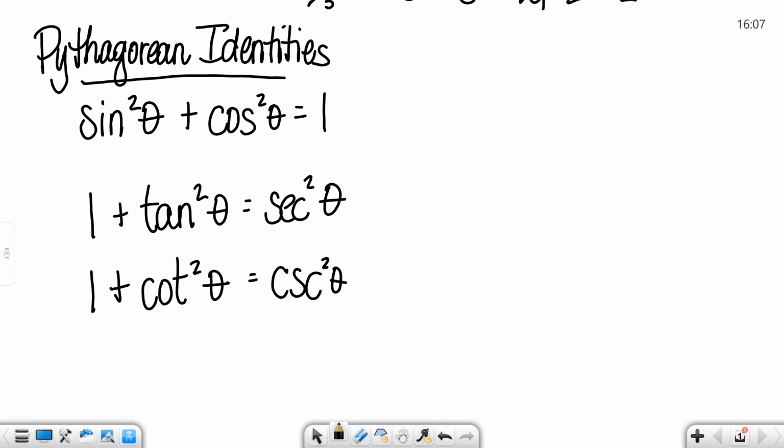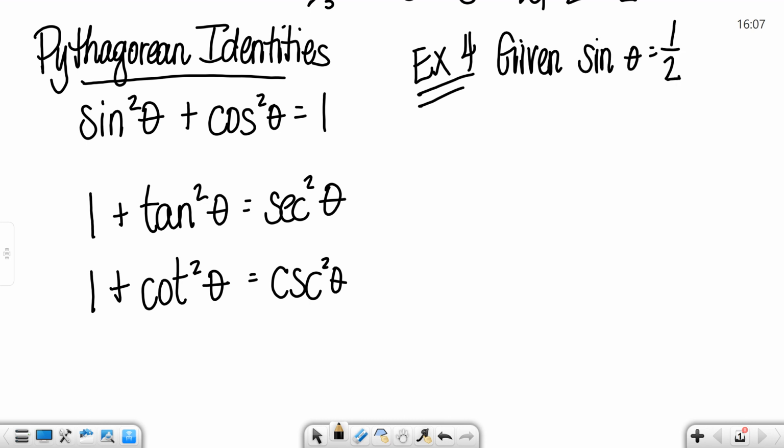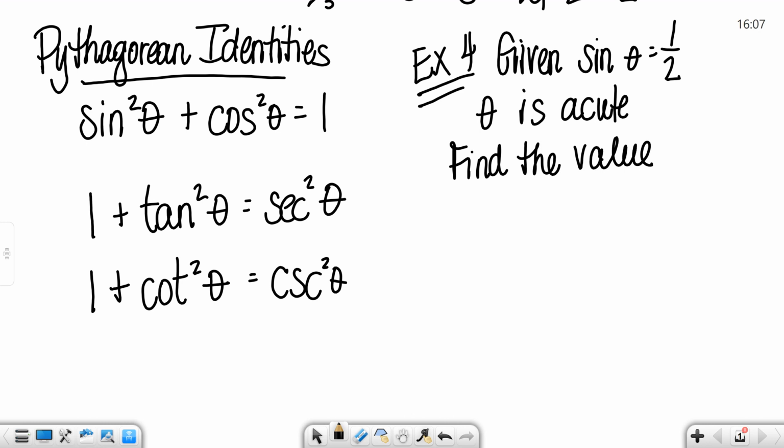All right, so we will use these Pythagorean identities also to do problems. For example, if I give you that sine of theta is 1/2, and I tell you theta is acute, and then I also say let's find the value, and we'll start with, let's just do the value of cosine.